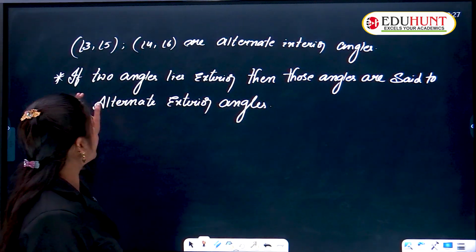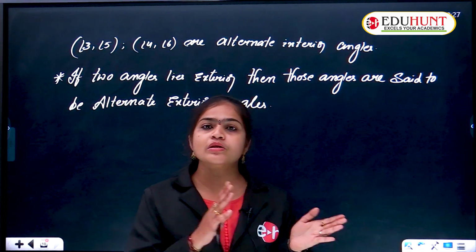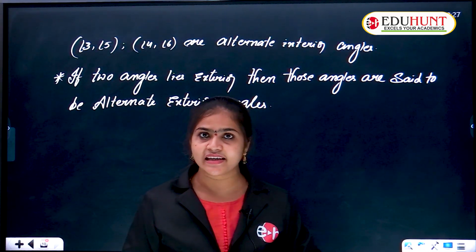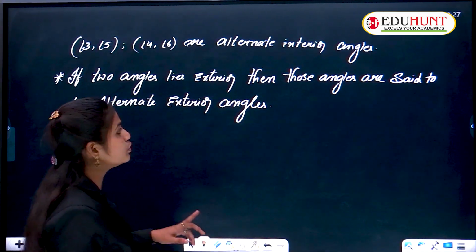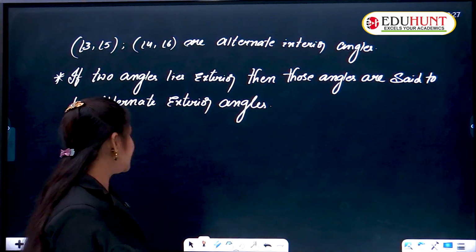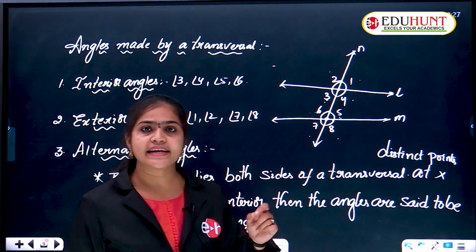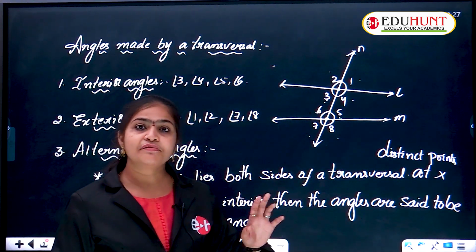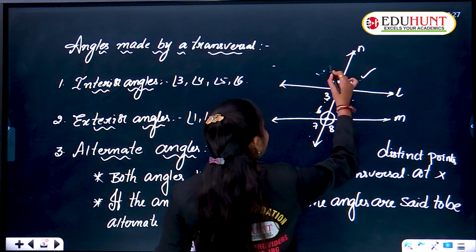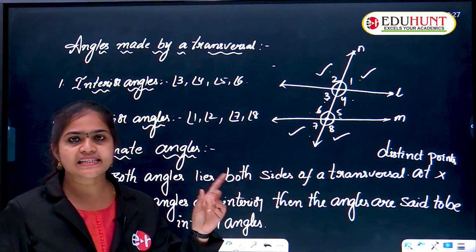Now here see what alternate exterior angles means. Two angles lie on both sides of the transversal, and those two angles must be exterior, and in the same way those two angles are formed at two distinct points. Then which angles are alternate exterior angles? First observe which angles are exterior angles here. Exterior angles are 1, 2, 7, 8. Those four are the exterior angles.